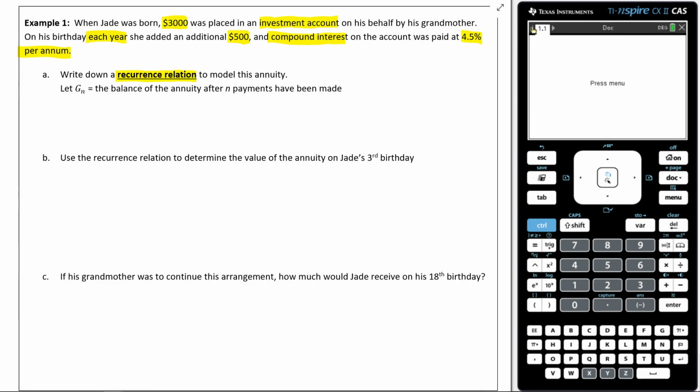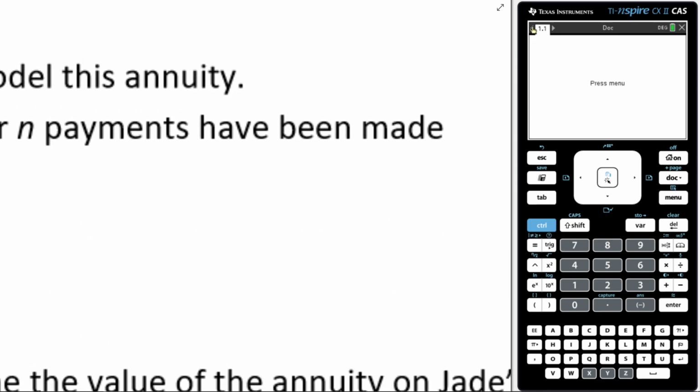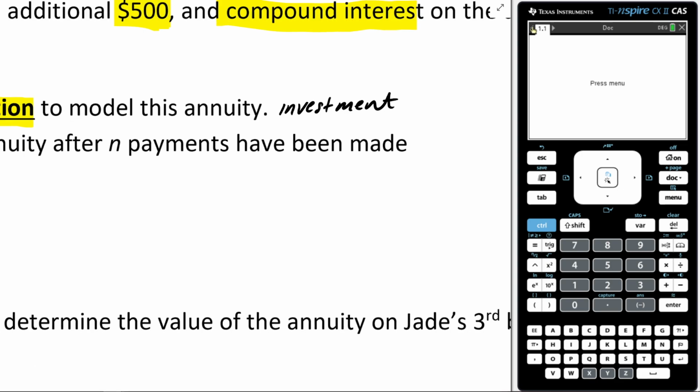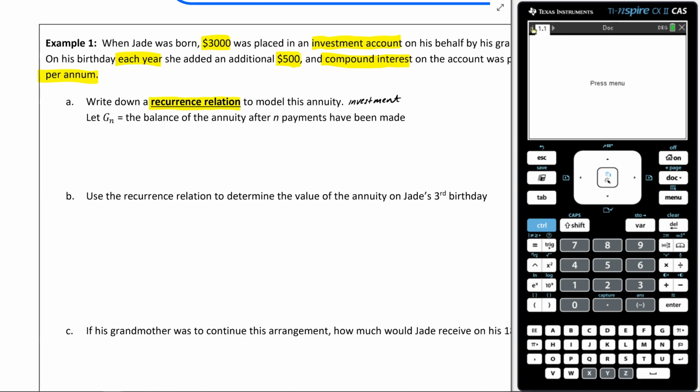Now, I should say annuity. Let's add in the very important word, that this is not just an annuity, it is an annuity investment. So can you add that in for me? It's an annuity investment. All right, let's keep on reading here. Let G of n be equal to the balance of the annuity investment after n payments have been made.